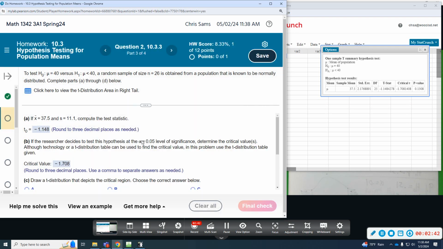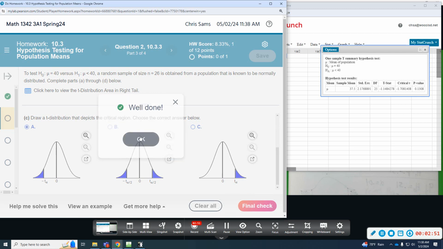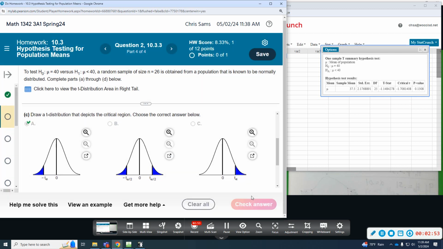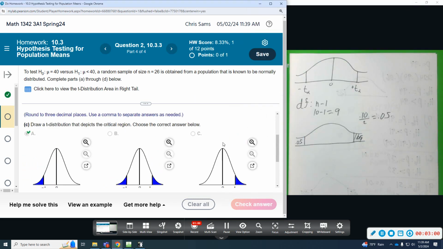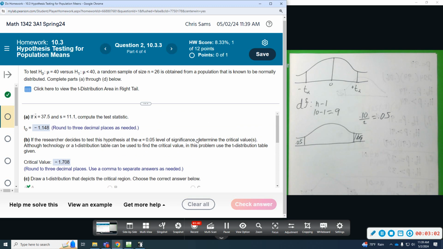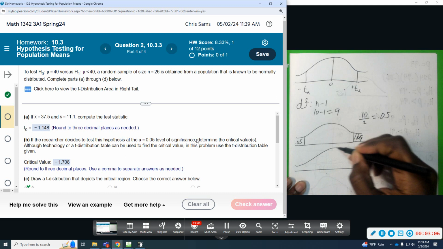All right. And then we're going to draw the t-distribution. So this is a left tail test, so we want the left side. And then will the researcher reject the null? So here's what we're looking at. Looking at the critical value.